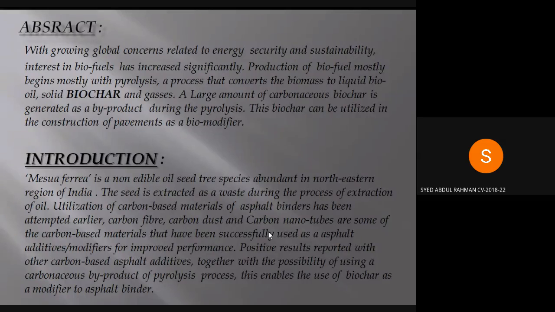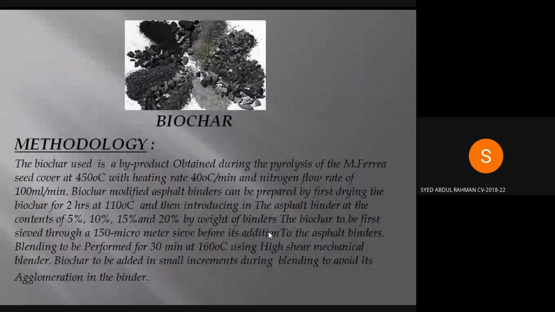So here, the biochar used is a byproduct obtained during the pyrolysis of the seed, which is called Moringa oleifera, with the seed cover at 450 degrees centigrade, heat rate of 40 degrees centigrade per minute, and nitrogen flow rate of 100 ml per minute.